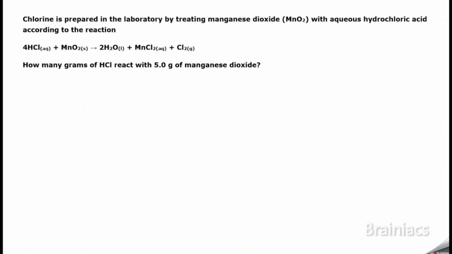This question I feel is very important because it has not been asked in NEET in the previous years. So I will just read the question. Chlorine is prepared in the laboratory by treating manganese dioxide with aqueous hydrochloric acid according to the reaction given below. How many grams of HCl react with 5 grams of manganese dioxide? Okay, so this is the question.